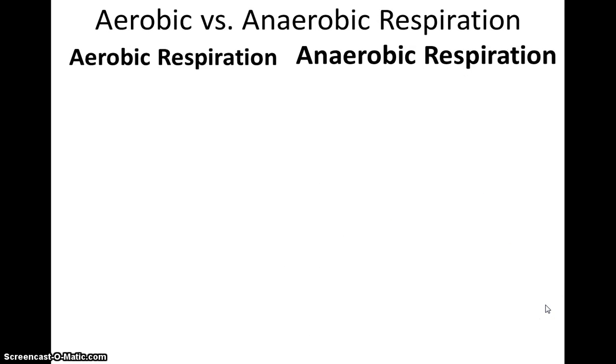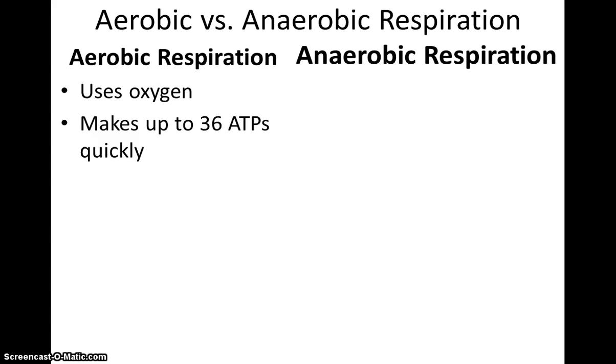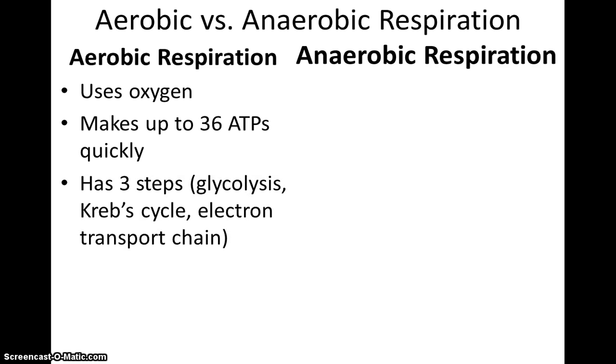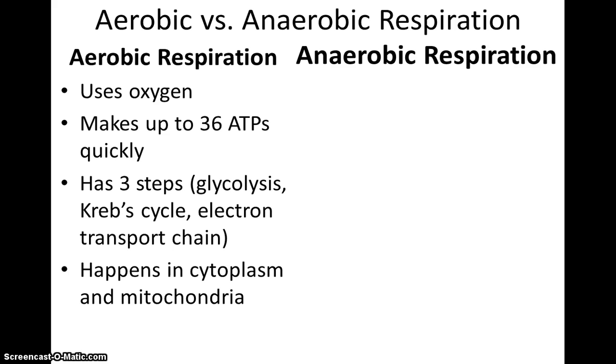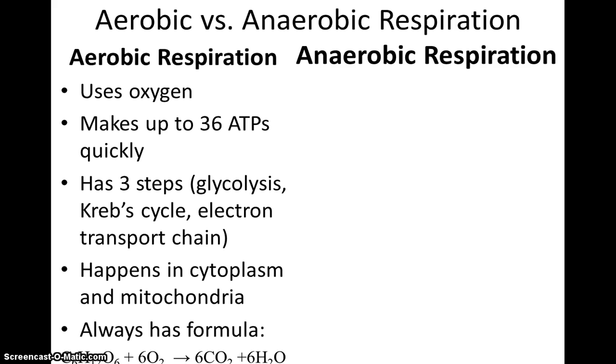All right, so if we overall compare aerobic versus anaerobic respiration, as a reminder, aerobic uses oxygen. It makes up to 36 ATPs and it's pretty quick. It had 3 steps: glycolysis, the Krebs cycle, and the electron transport chain. And remember, the Krebs cycle is also known as the citric acid cycle, and the electron transport chain is also known as oxidative phosphorylation. This happens in the cytoplasm and the mitochondria. And it always has the formula C6H12O6 plus 6O2, and it looks like little subscripts are getting cut off, but that's okay, plus 6 CO2 plus 6 H2O.